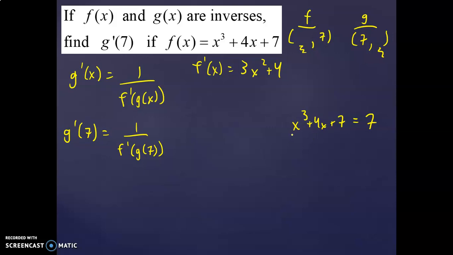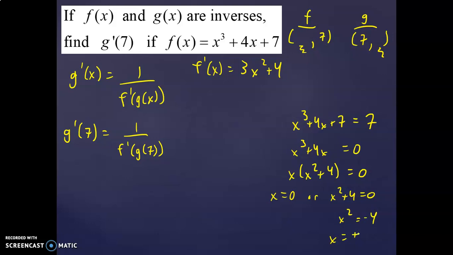Let's practice solving this without a calculator. Anytime you have a higher order function, you'd want to make it equal to 0. So x cubed plus 4x, subtract the 7, is equal to 0. Factor out an x. So now either this equals 0 or this equals 0. So x equals 0 or x squared plus 4 equals 0. X squared plus 4 would give me x equals positive or negative 2i. We don't need to worry about the imaginary solutions. So we're going to use this point. The point 0, 7 matches up with the point 7, 0, which means that g of 7 is 0.